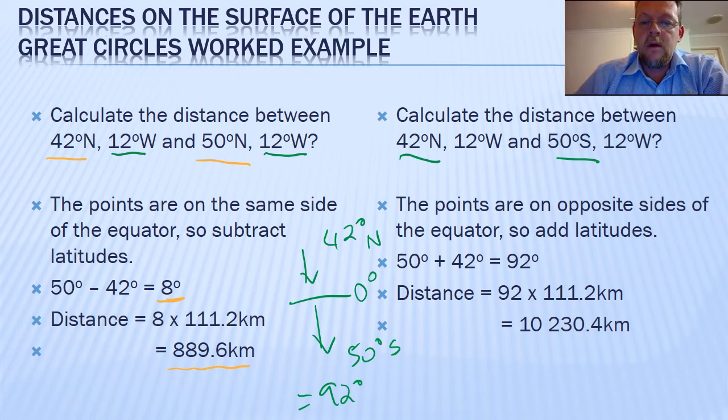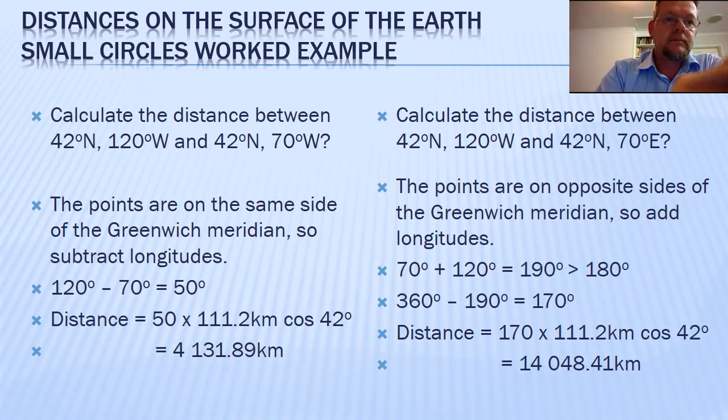So we have 92 degrees that we've traveled. Now 92 degrees times 111.2 kilometers per degree will give us 10,230.4 kilometers that we're traveling.